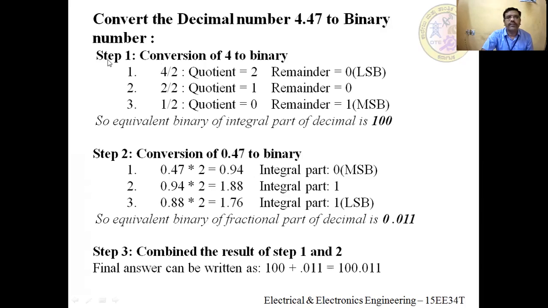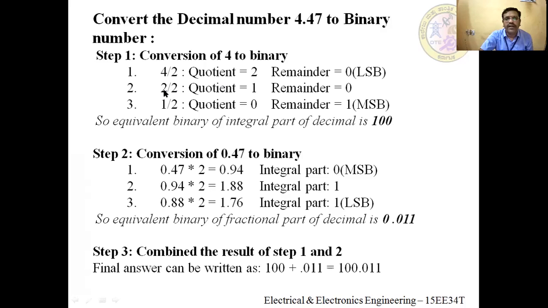So here let us go to step number 1. What is step number 1? Conversion of 4 to binary. So 4 is the integer part. So here 4 divided by 2. What will be the quotient? 2 2s are 4. That is, quotient is 2. What is the remainder? 0. So the first remainder will be the LSB of the required binary number.